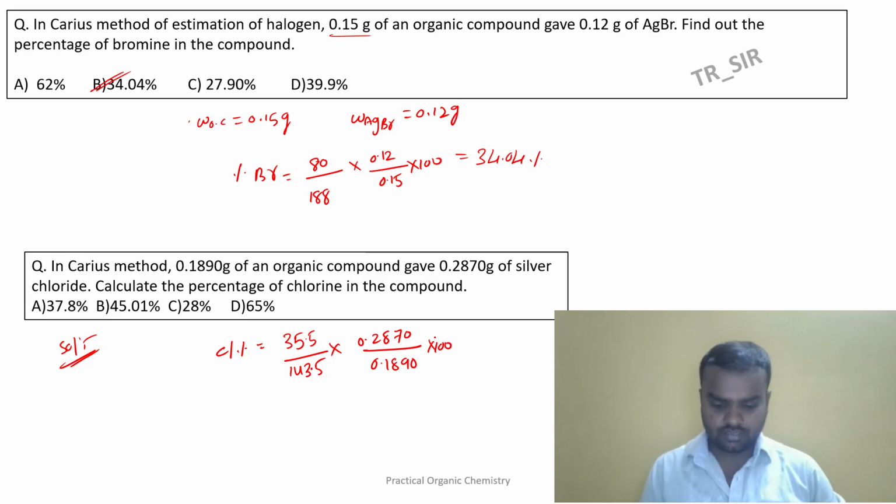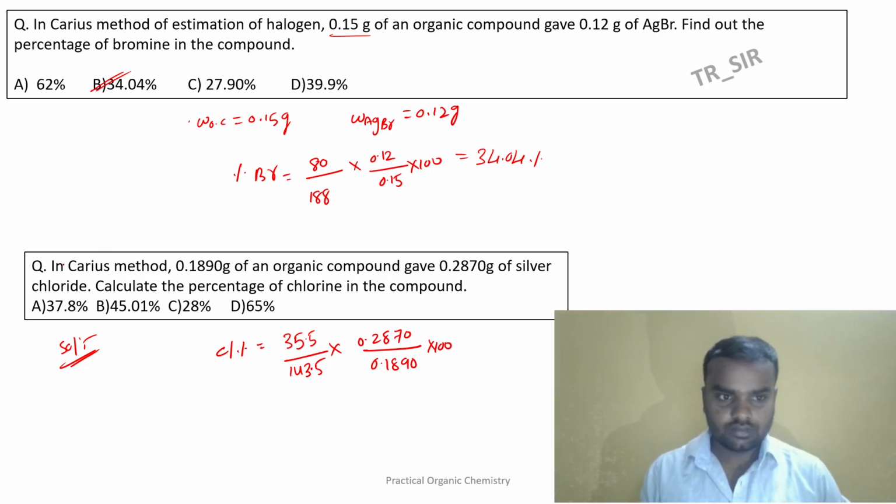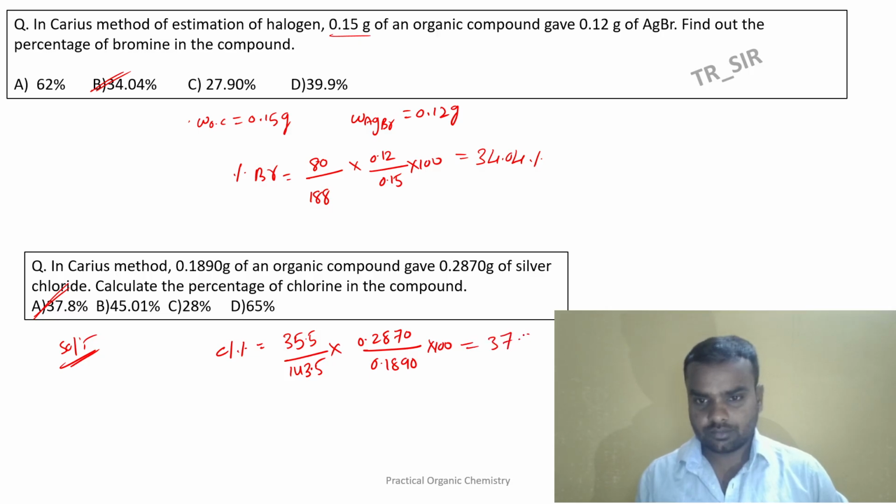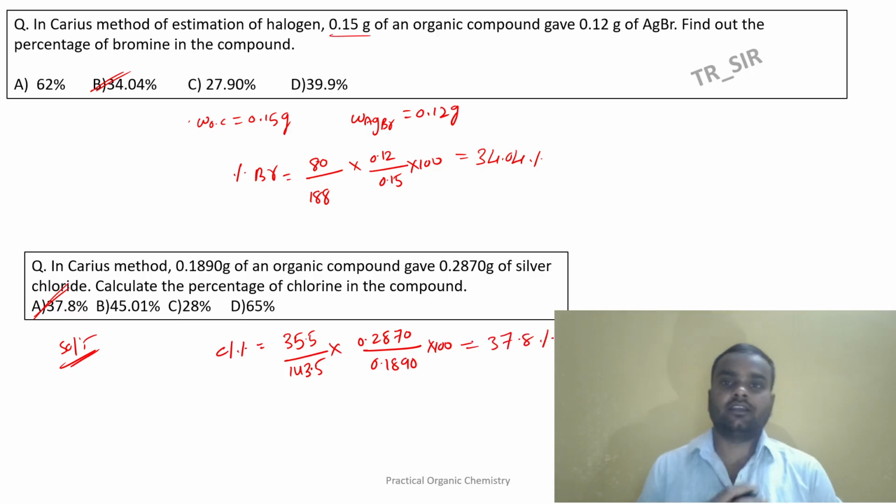So 35.5 by 143.5 into 0.2870 by 0.1890 into 100. So we'll be getting 37.8 percent. We are getting the answer, so option A is the correct answer. 37.8 percent we are getting.